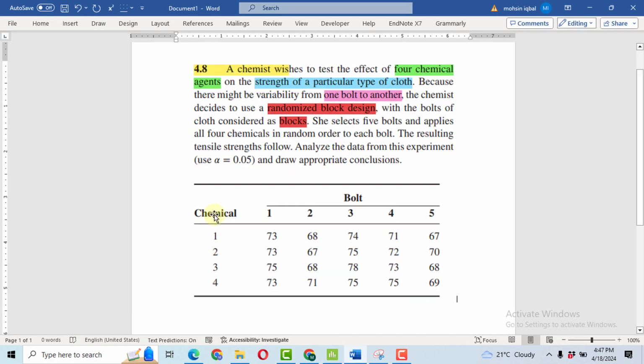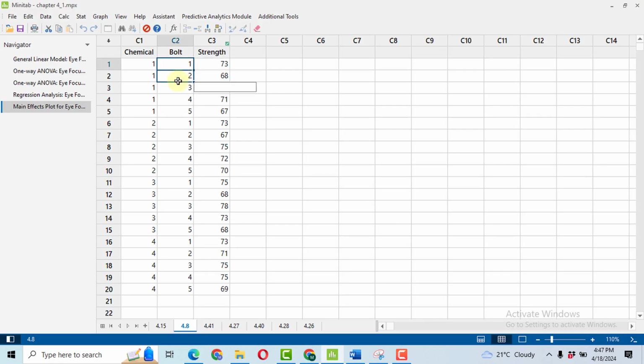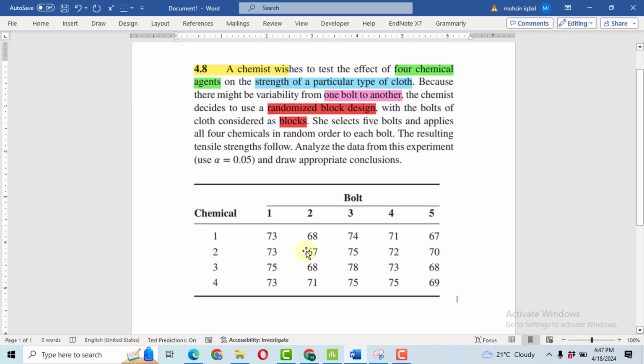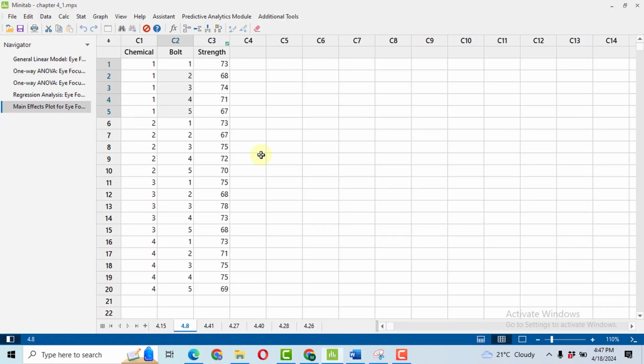Please always finish the data entry of your treatments, which has been shown in the column initially, followed by the bolt. For each of the chemicals, 5 different bolts have been used. So just write 1, 2, 3, 4, 5 once, then copy it and paste it 3 more times. Then enter the data row wise, like 73, 68, 74, 71, 67. So you can see it here. In this way, there will be no chance of mistakes.